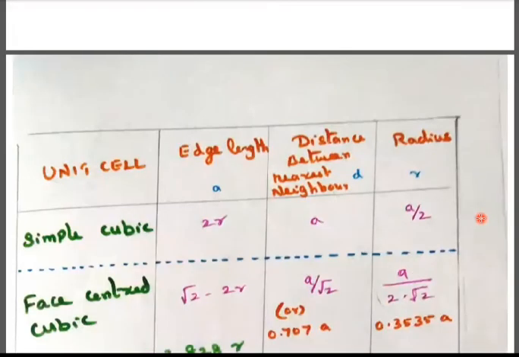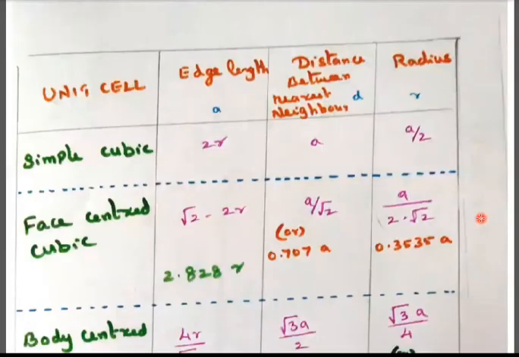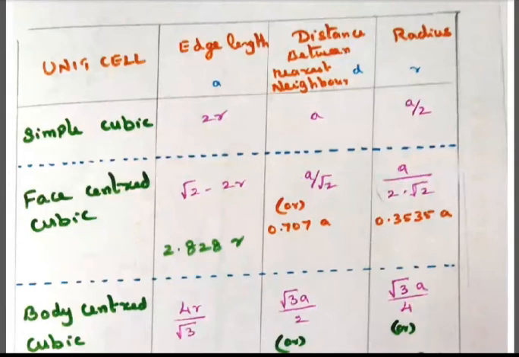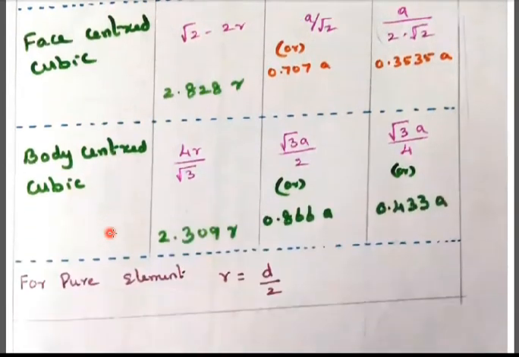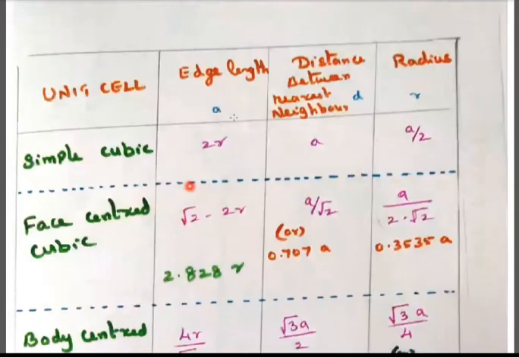At the back I have given a flow chart to you. This is very easy for you to learn by heart. I have given the unit cell names: simple cubic, face-centered cubic and body-centered cubic. If it is a pure element, radius is equal to d by 2. For edge length in simple cubic, it is 2r. If it is the distance d, it is nothing but a. If it is the radius, a by 2.